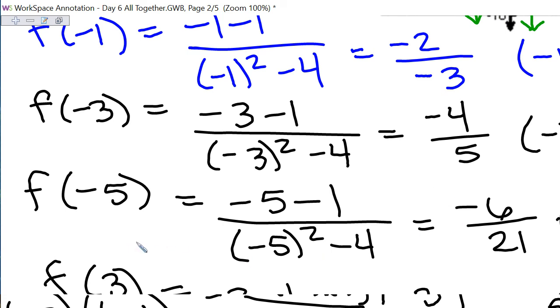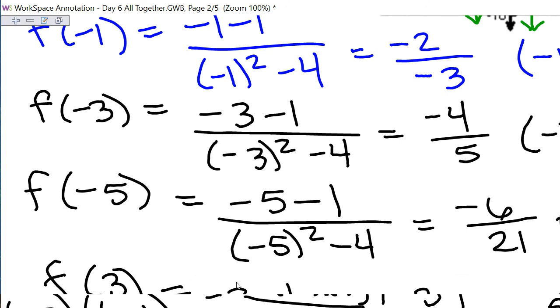And for 6, this would be 6 minus 1 over 6 squared minus 4. 6 minus 1 is 5. 6 squared is 36. 36 minus 4 is 32. So that ordered pair would be (6, 5/32).